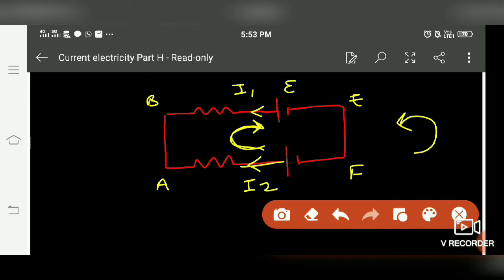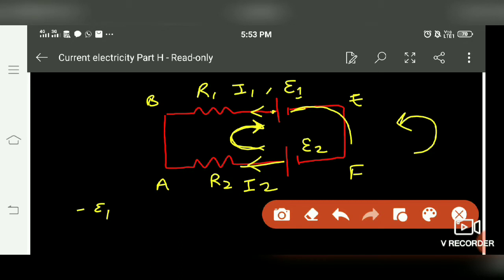Let the EMF of this cell be E1, and the EMF of this cell be E2. This is resistance R1, this is resistance R2. Now if we start from here, with E1, we are entering from positive and leaving from negative, so this E1 is negative, because we are moving from high potential to low potential, so it is taken as negative.